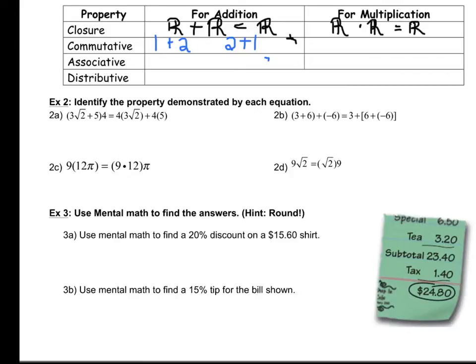For multiplication, let's keep using 2 and 3. 2 times 3 is 6, right? Well, if we flip-flop and put the 3 first and the 2 second, it still equals 6.